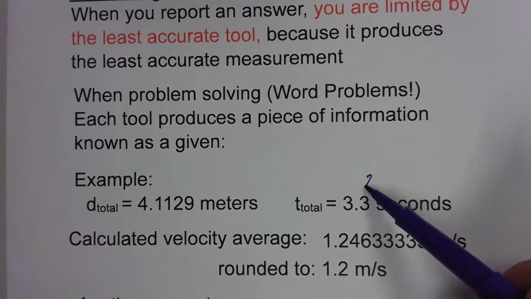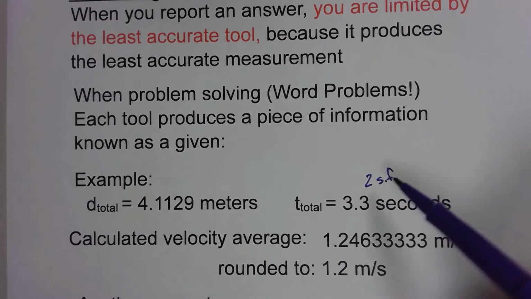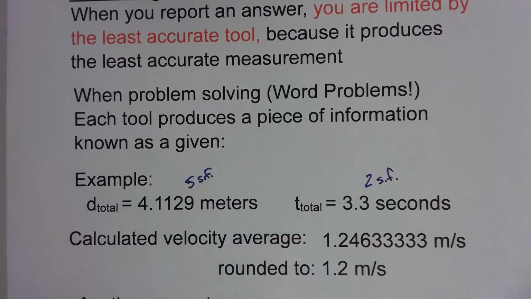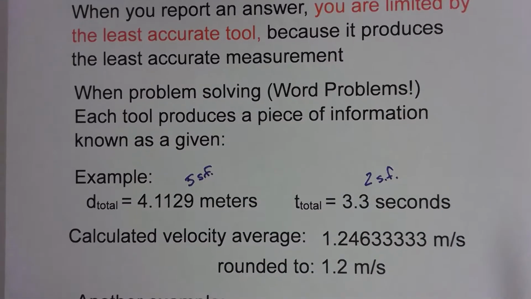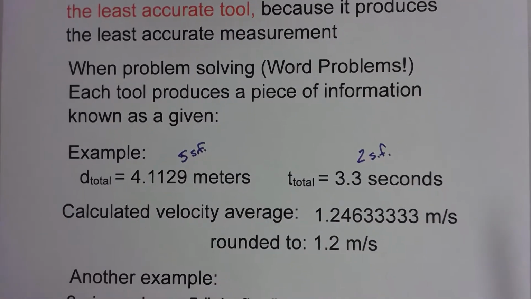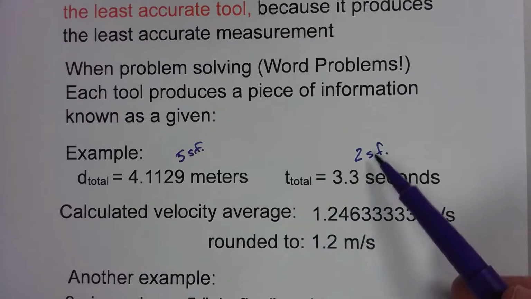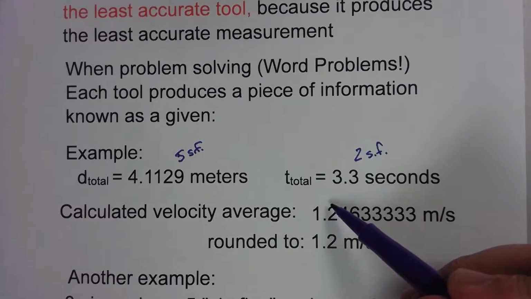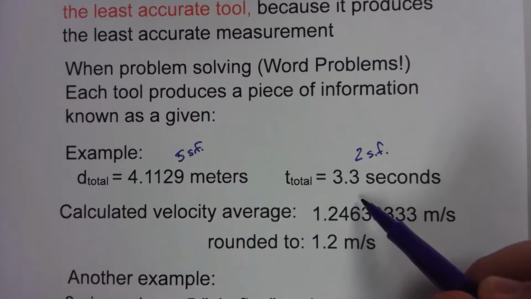This is only 2 significant figures, while this value has 5 significant figures. But every calculation is only as accurate as its least accurate measurement. Since this only has 2 significant figures, we would need to round this answer of 1.246 to 1.2. A note on that: since this is 1.246, we don't serially round.